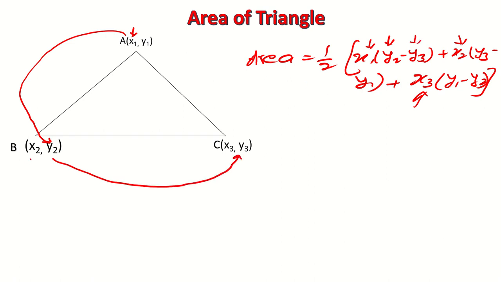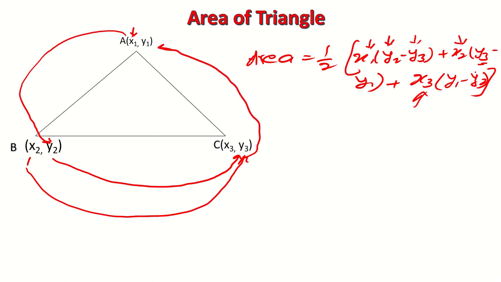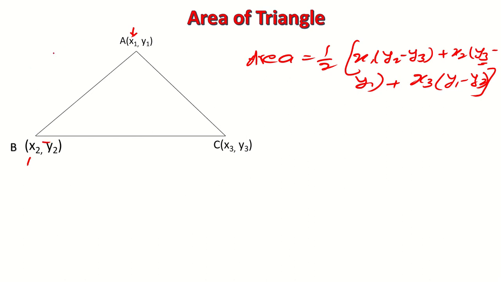If you take x2 outside, then start from here. What value of y will you get first? y3, so y3 comes here. And then what value of y will you get next? y1, so y1 comes here. Like this. This is the shortcut. This is not a rule to memorize things, but it will help you in memorizing the formula in the exam, which will save your time.